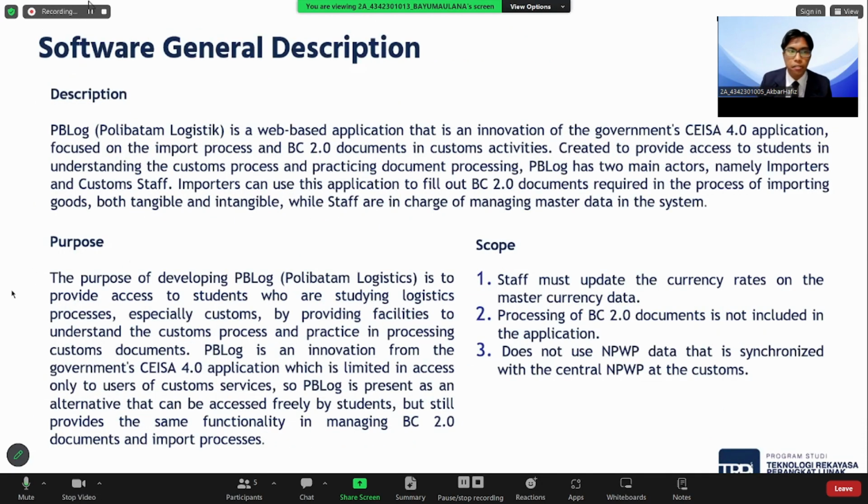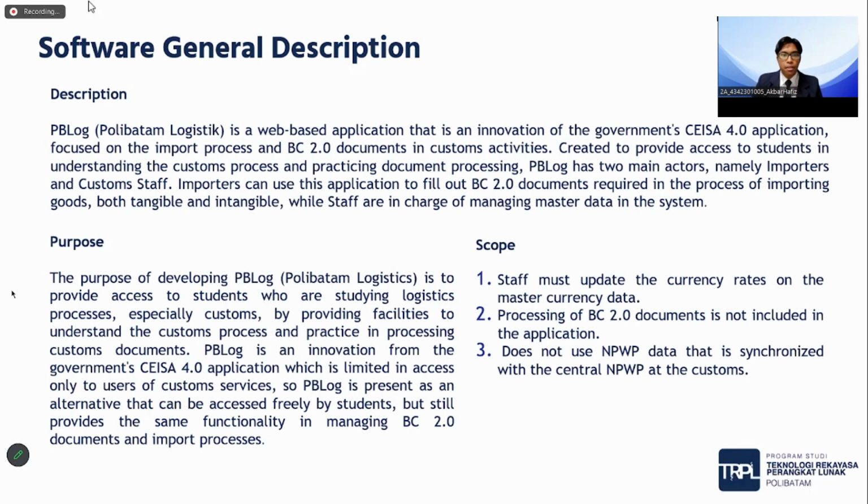After the general description. Develop Polybatam Logistics is a web-based application that is an innovation of the government's CISA 4.0 application, focused on the import process and BC 2.0 documents in customs activities. Scope: 1. Staff must update the currency rate on the master currency data. 2. Processing of BC 2.0 documents is not included in the application. And 3. It does not use NPWP data that is synchronized with the central NPWP at the customs.